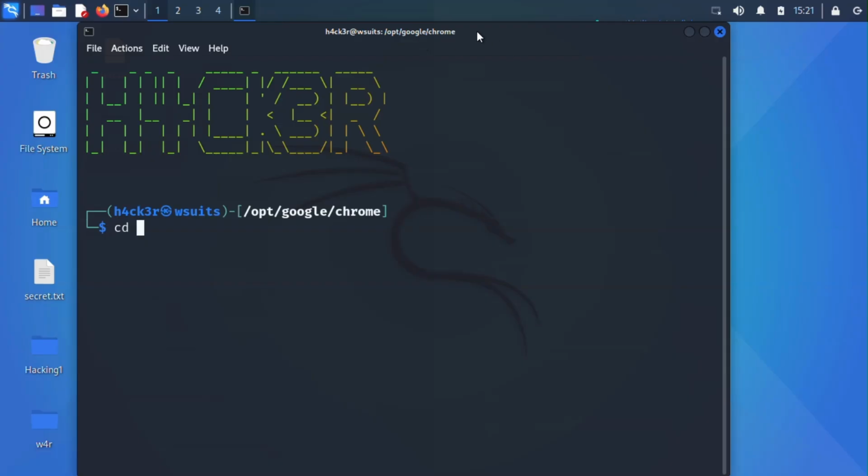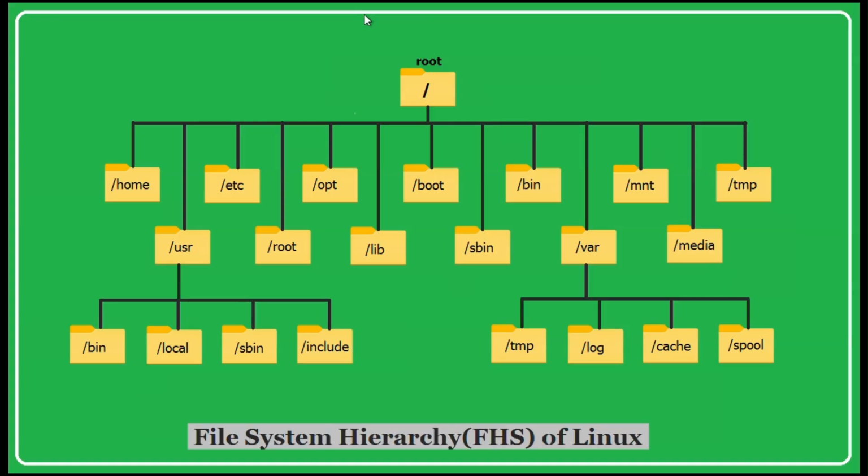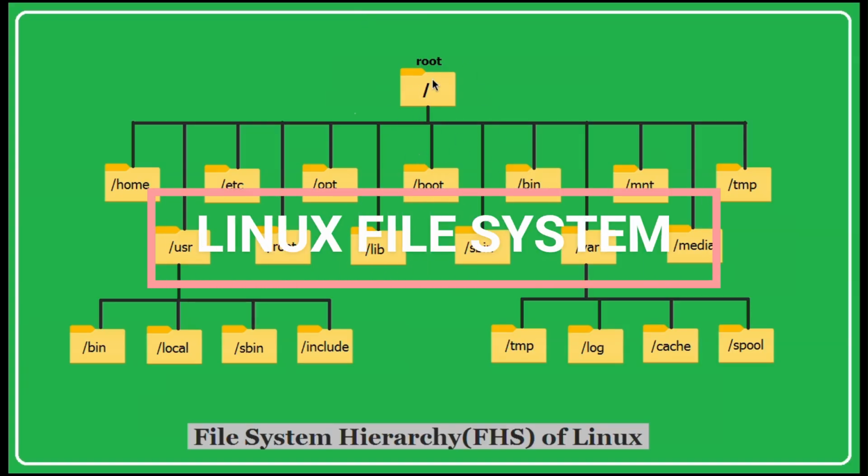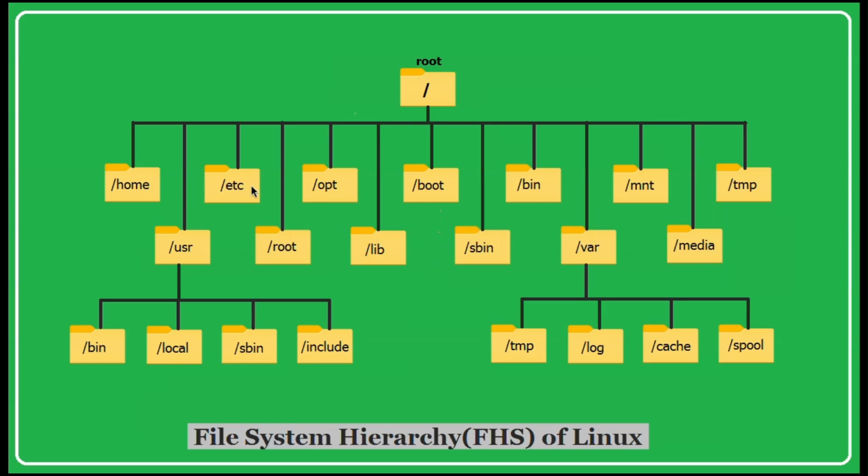Now this is a diagram of the Linux file system. You can see that the root directory stands at the top, then the home, the etc, opt, boot, and all other files, then each hierarchical structure. So this is a basic representation of the Linux file system.